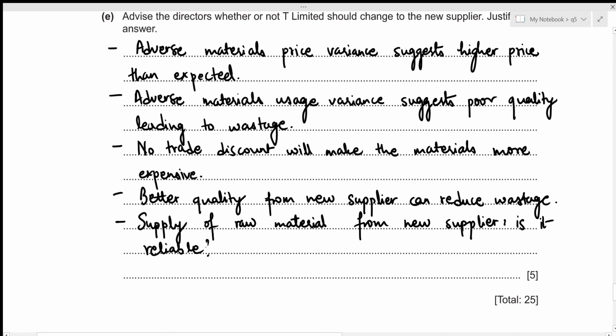Alright, so based on these five factors now, we need to make a decision advising whether the directors should change to the new supplier. So we know that previously we had both adverse materials price as well as adverse materials usage. And since we're getting no trade discount from the new supplier, this doesn't ensure any lower price, but we are assured that there would be a better quality, which means that it will definitely reduce our wastage, which can change our materials usage variance to a favorable condition, right? So based on that particular factor, I would decide to advise the directors to change to the new supplier. Let's write it down.